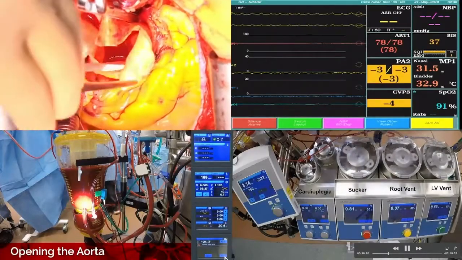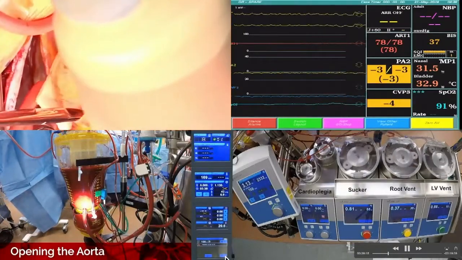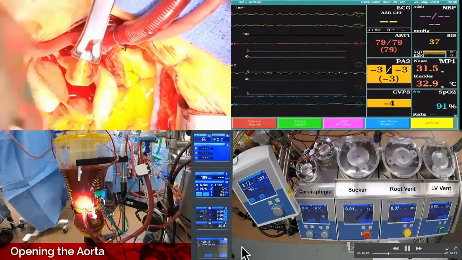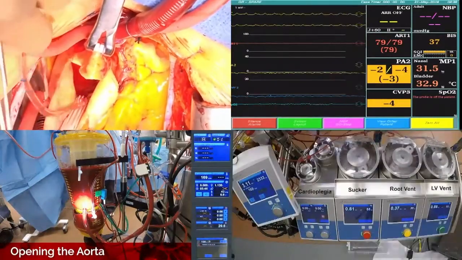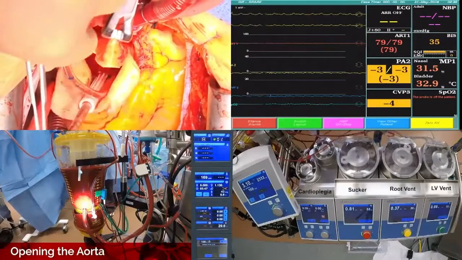This is not a huge aneurysm. It's almost 6, but she's a pretty small lady. And her disease process was AI. So that's really all she had.